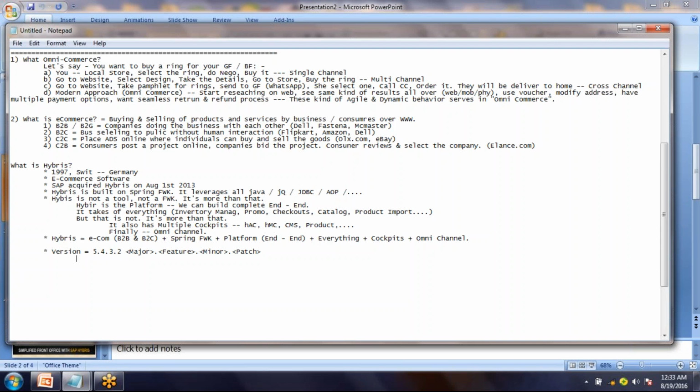Let's say someone says the Hybris Commerce version is 6.2 or 5.4. What does it mean? This is the major version and this is the feature, and the minor and patch are 0, so it will be 5.4.0.0. That's how the versions are maintained. And one key point you need to remember, a very important point: these three, major, feature and minor, are maintained for 24 months.